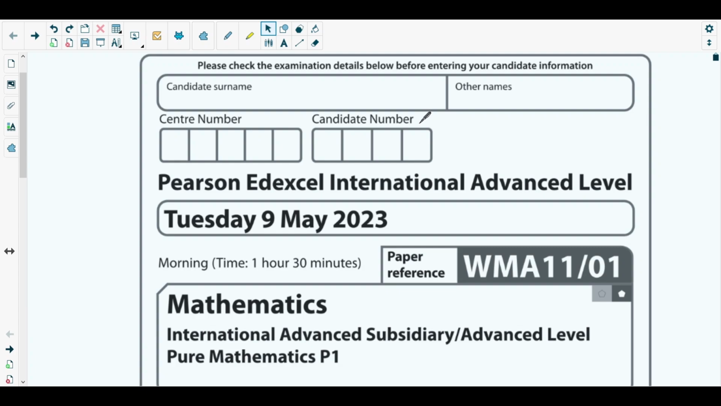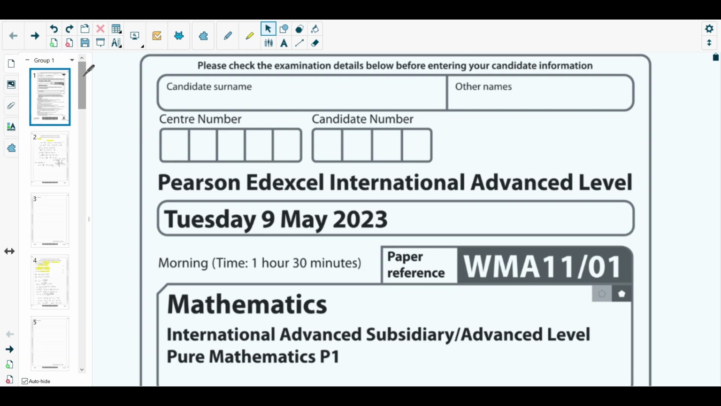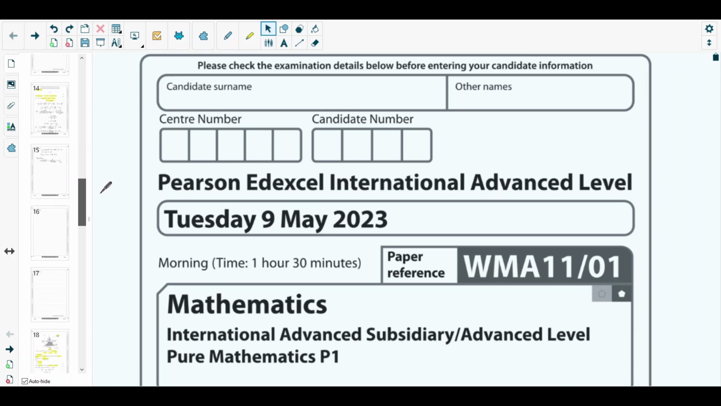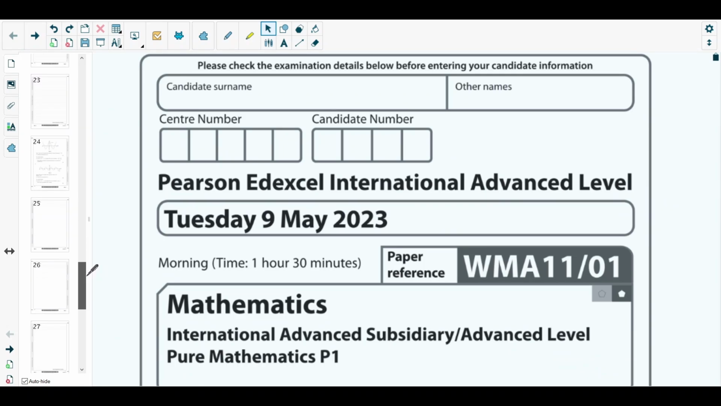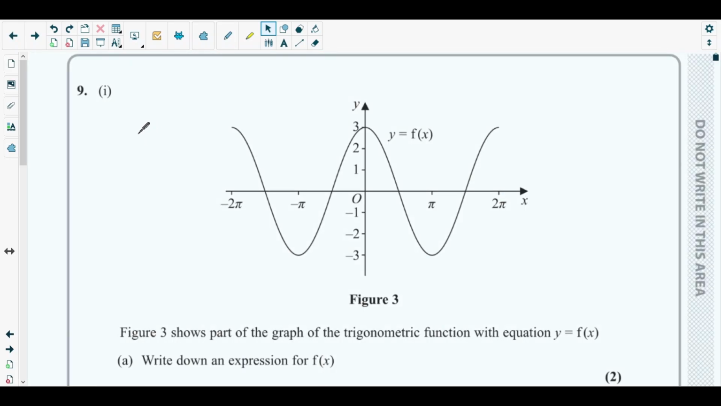In this video, we will be solving question number 9 from the recent past paper of Pure Mathematics 1, which is the May 2023 P1 paper. So let's get started with question number 9.